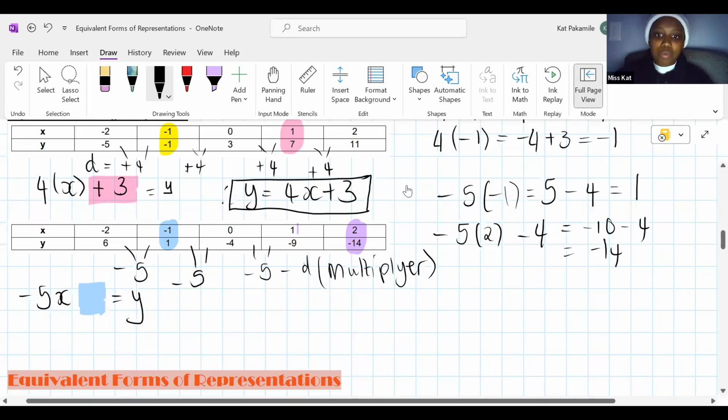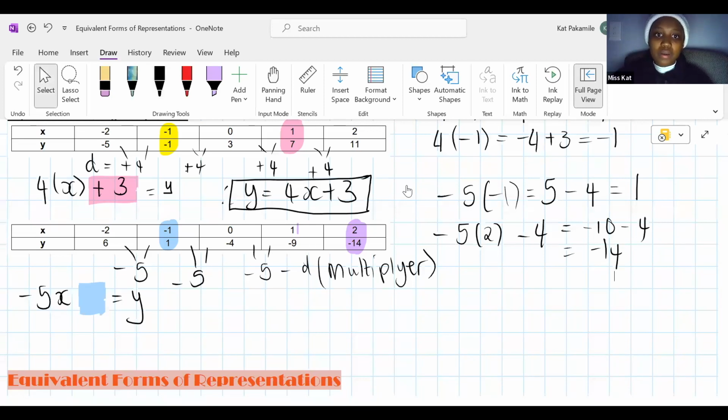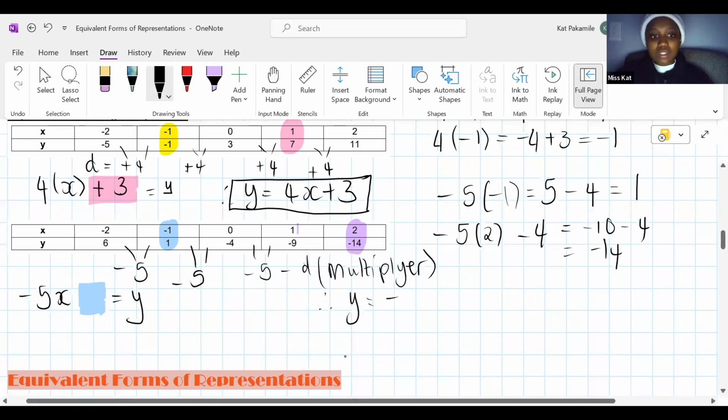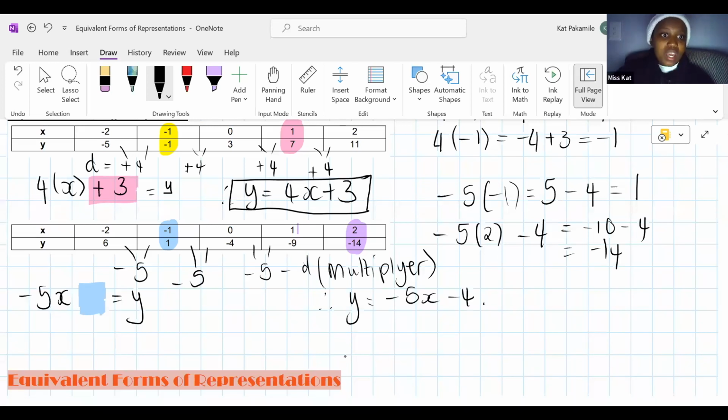Is negative 14 the output we are looking for? Look in the table. Yes. So do we see how this works, guys? Therefore, my final equation will be y is equal to negative 5x minus 4. I hope this is making sense.